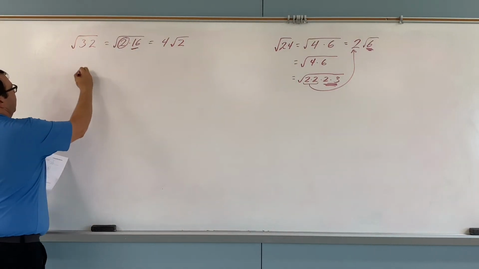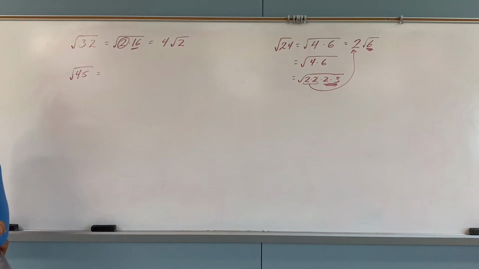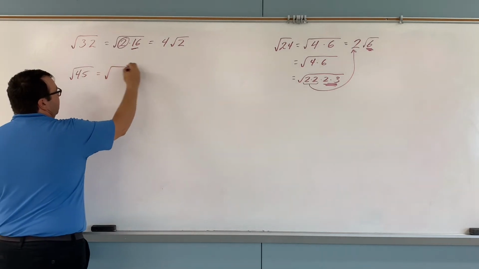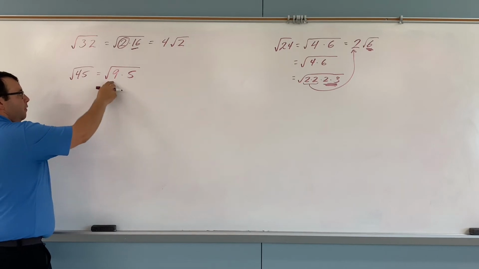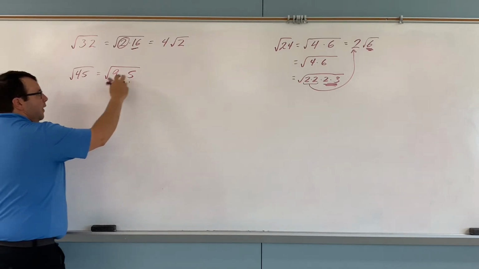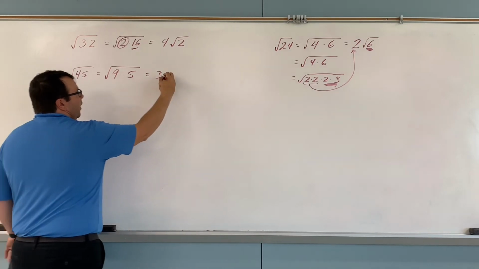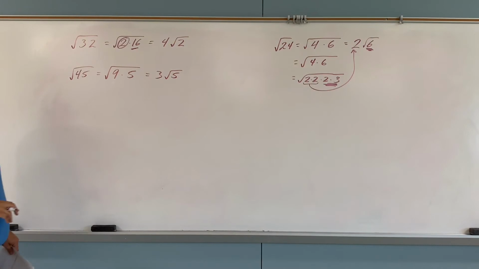What about the square root of 45? Well, technically, the square root of 45, you could do the same thing. You have 9 times 5. There is a perfect root of 9. That's 3. You're left with 5, so that leaves you square root of 5. 3 square root of 5 would be your end result.